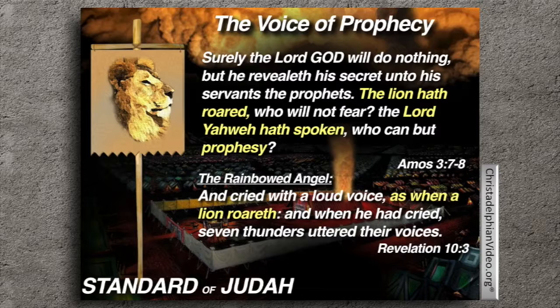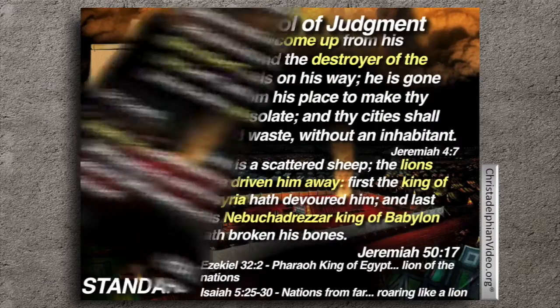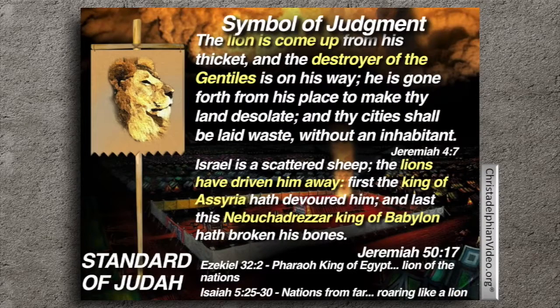And of course, this makes perfect sense because it's the lion of the tribe of Judah that opens the book. We find in Revelation chapter 10 and verse 3, when the rainbow angel cries out, his voice is as a lion roareth. So this royalty has to do also with the prophecy that would be given. It's also used by God as a symbol of the Gentiles, Gentiles who come in judgment. They become vehicles of his will that he uses, in this case, against the nation of Israel.